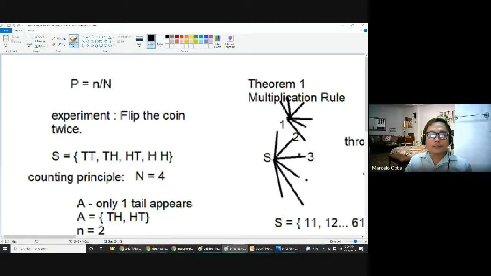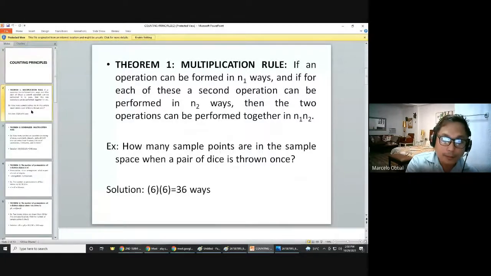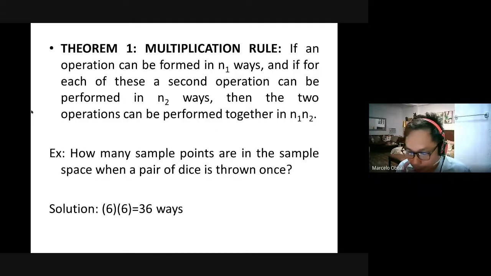Now, let's start with theorem number 1. I will open the presentation. Let us read theorem number 1. Jerome, please be ready. Theorem number 1 is multiplication rule. If an operation can be performed in n sub 1 ways, and if for each of these, a second operation can be performed in n sub 2 ways, then the two operations can be performed together in n sub 1 times n sub 2 ways. That's the formula. That's why it's called multiplication rule.